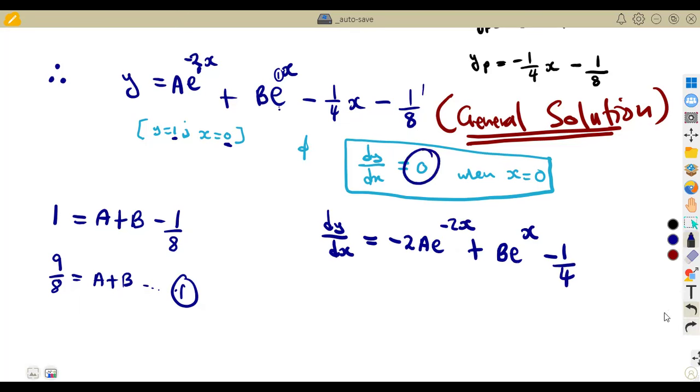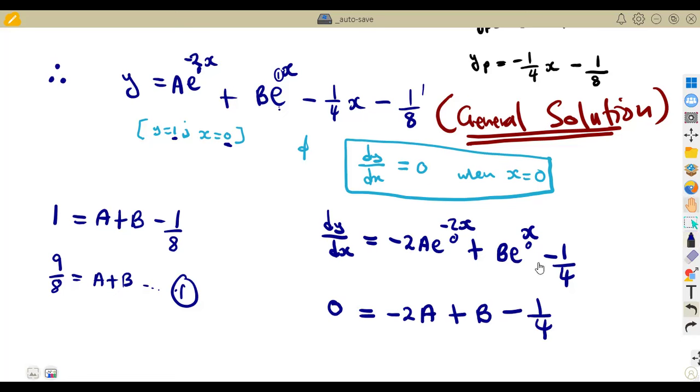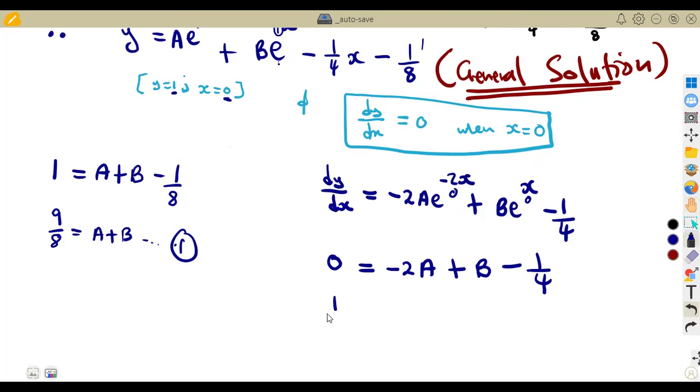They are saying this first derivative must be equal to 0, so it's an equation, 0 is equal to. Now we substitute what we are given: x must be equal to 0, so here we put 0 as well. e to the exponent of 0 is 1. So 1 times minus 2a is minus 2a. Then again 0 here, so 1 times b is b, minus 1 over 4. We can take the minus 1 over 4 to the other side so that it is positive. So 1 over 4 is equal to minus 2a plus b.